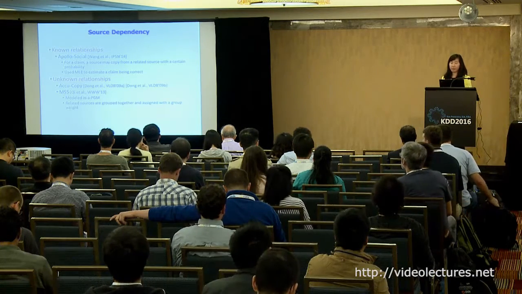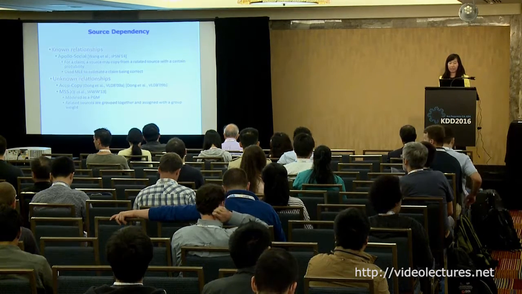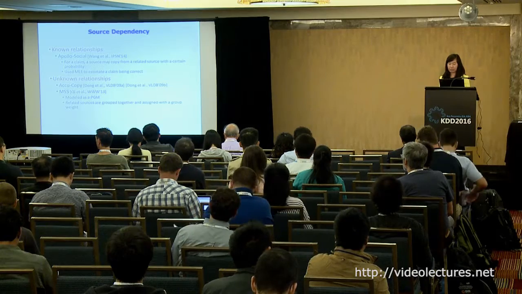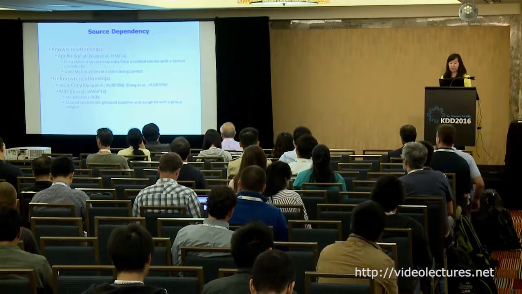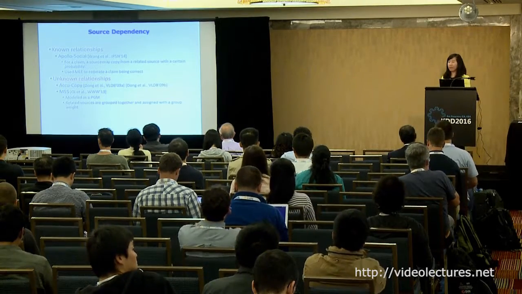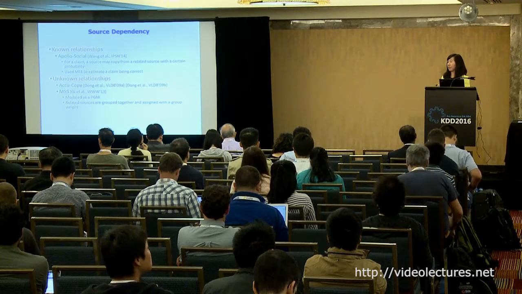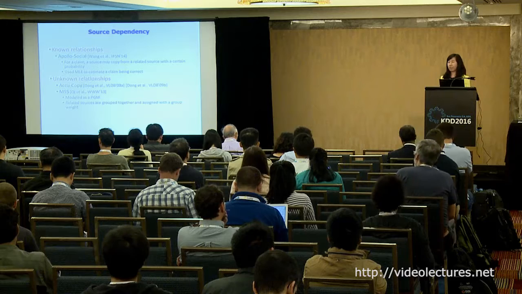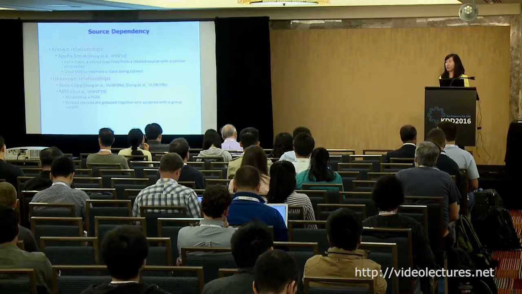And another type of work considers unknown relationships. So the first one considers copy relationship. We will talk about it in a little bit more detail later. And then the second paper, the W13 paper, models this truth discovery problem as a probabilistic graphical model. During this process, related sources are grouped together and assigned a group weight. So instead of modeling independent individual sources, they group the similar or correlated sources together.